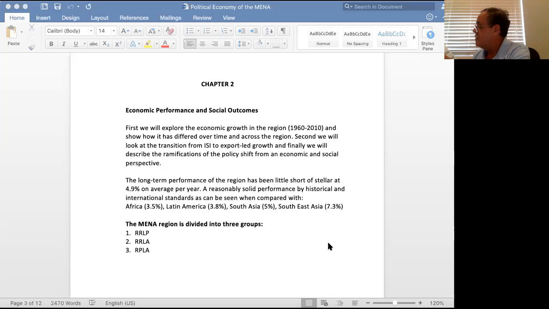I guess you can see the resource-rich, labor-poor countries are Bahrain, Kuwait, Libya, Oman, Qatar, Saudi Arabia, and the United Arab Emirates. So you have 1, 2, 3, 4, 5, 6, 7 countries that happen to be under resource-rich, labor-poor. Again, this is on page 27 of your textbook.